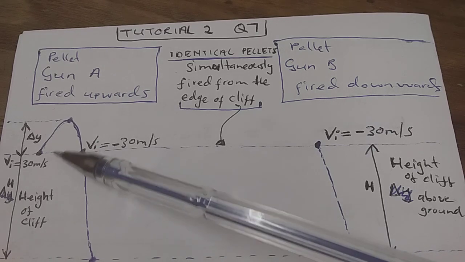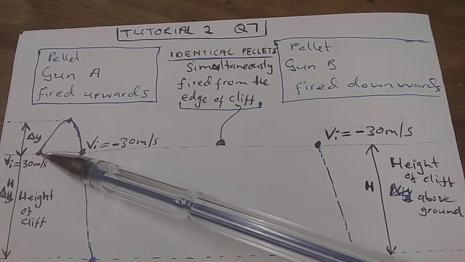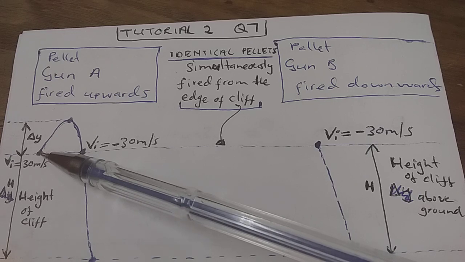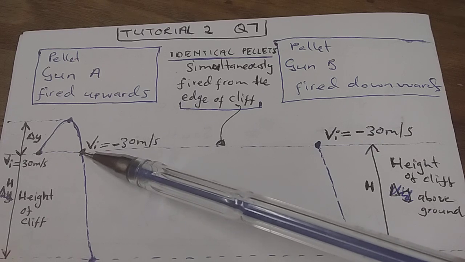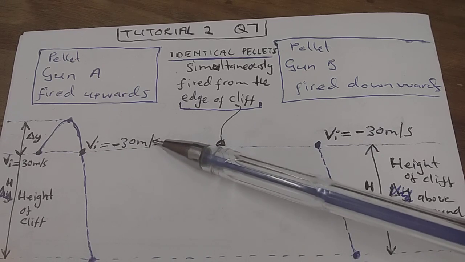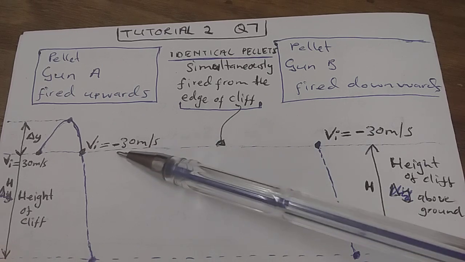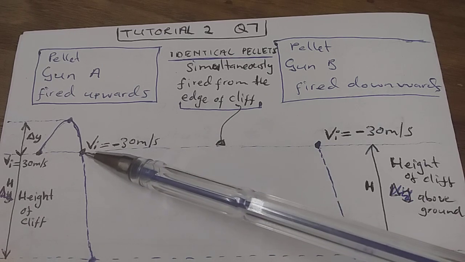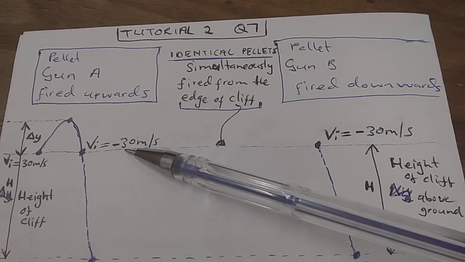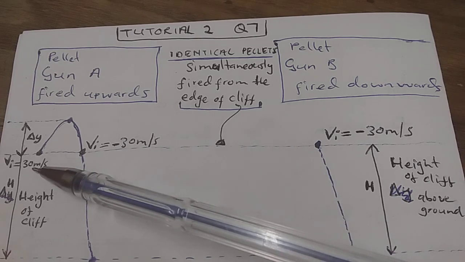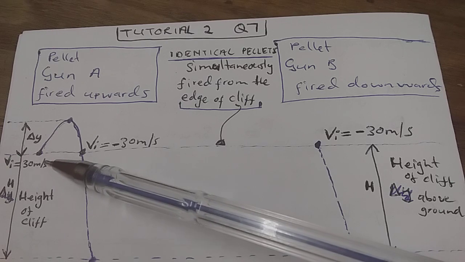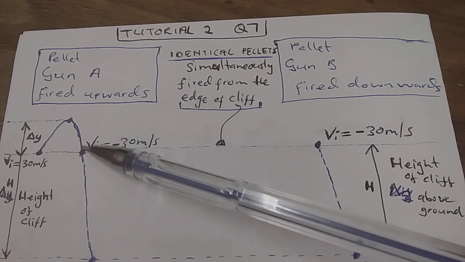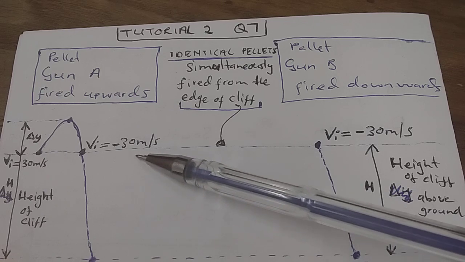So what we know is, if you fire that pellet gun here initially with 30 meters per second, when it returns, it will return back at the original position with the same magnitude of velocity, but the direction is different. That is why there is a negative 30 here and a positive 30 here. Going upwards is positive, so it's positive 30 meters per second. As it goes down, it's negative, which is negative 30 meters per second.